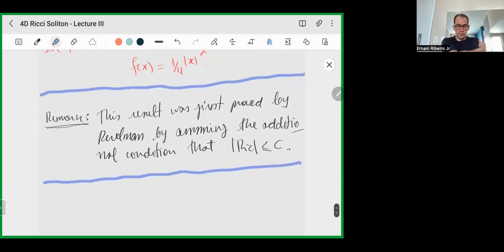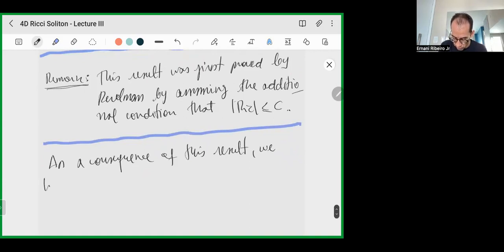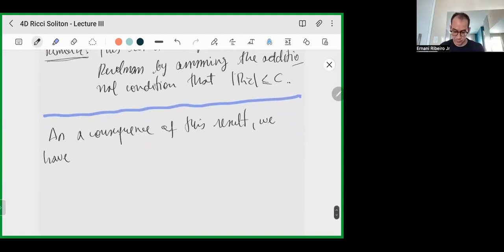One of the reasons why this type of estimate is important is because you can look for a small set of possible examples. Also, a consequence of this result: we have that the weighted volume of a complete gradient shrinking soliton is finite.